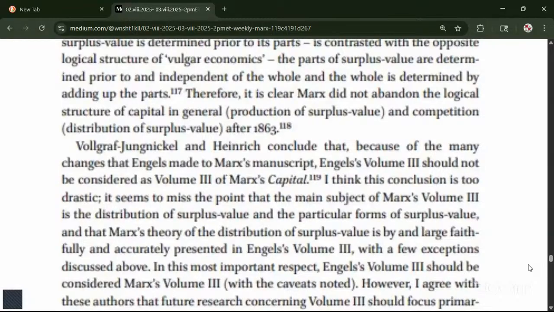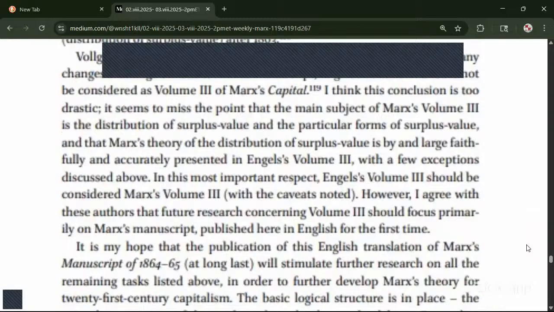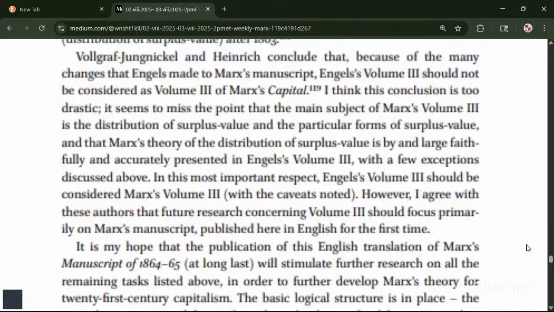It seems to miss the point that the main subject of Marx's Volume 3 is the distribution of surplus value and the particular forms of surplus value, and that Marx's theory of the distribution of surplus value is, by and large, faithfully and accurately presented in Engels' Volume 3, with a few exceptions that are discussed above. In this most important respect, Engels' Volume 3 should be considered Marx's Volume 3, with the caveats noted. However, Moseley agrees with these authors that future research concerning Volume 3 should focus primarily on Marx's manuscript, published here in English for the first time.